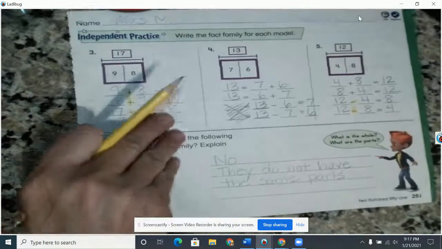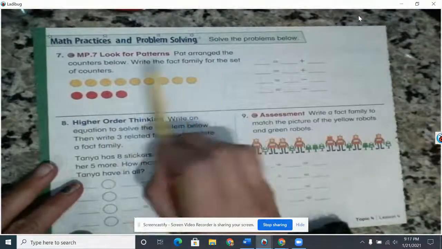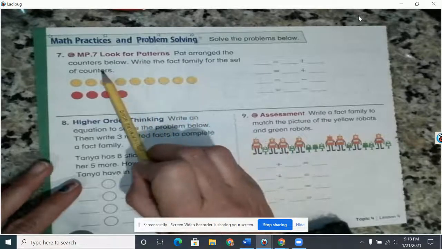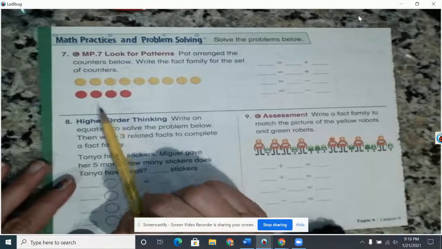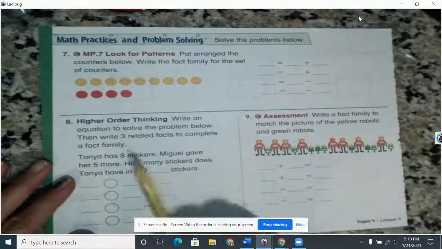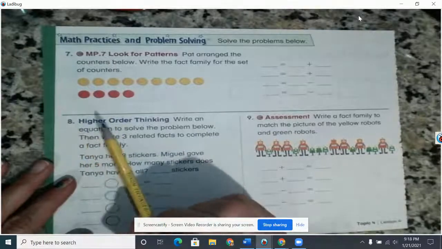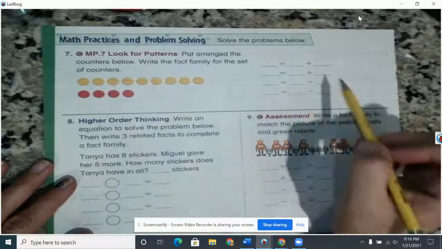I'm going to do the back. So here it says, Pat arranged the counters below. Write the fact family for the set of counters. If you want to try and do it on your own and pause it, and then you can press play and see if you did it correct. I like the back. I think these are good ones. So I'm going to count my parts and my whole, and then I'll know how I can put them on here.